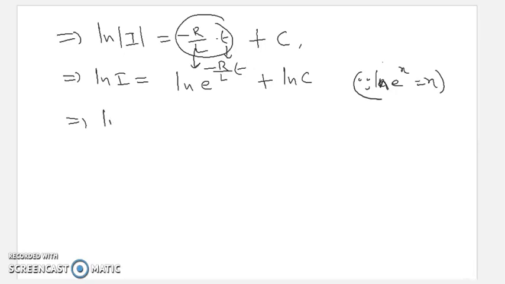So ln I is equal to, here clearly this is log a and this is log b. Log a plus log b. What is log a plus log b? Log ab. That's why ln e power minus R by L into t, into c. So we write c here. Log ab.